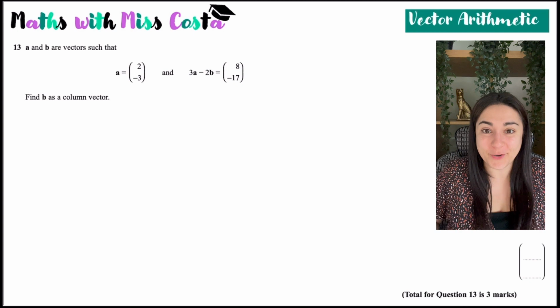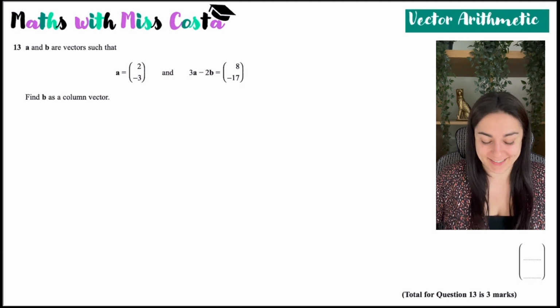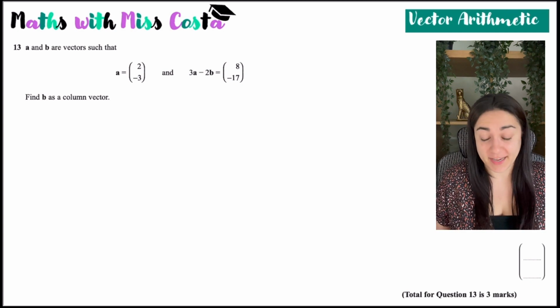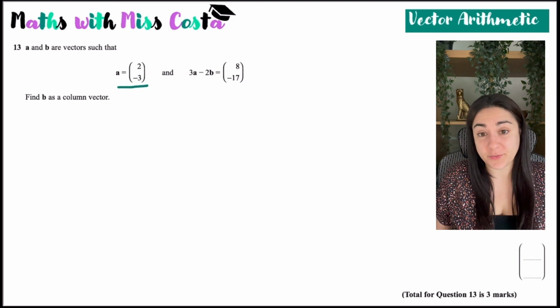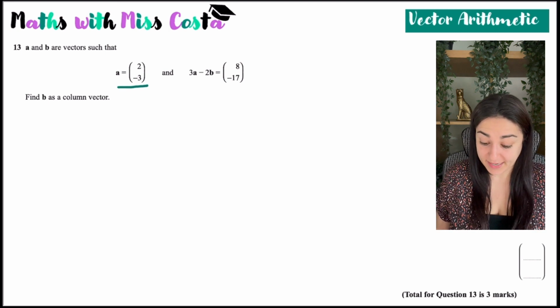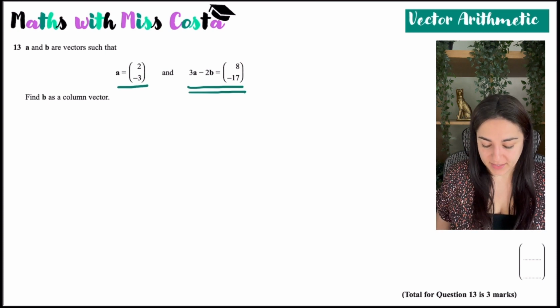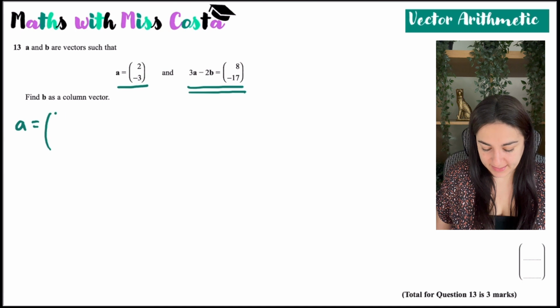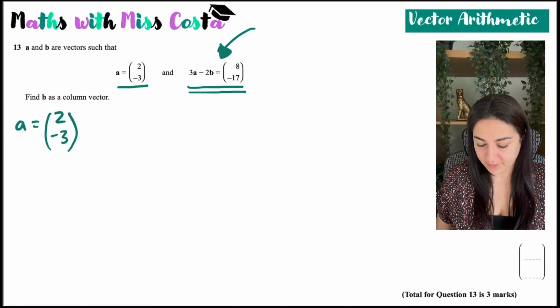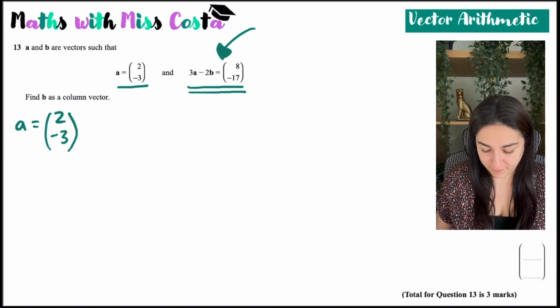Okay, so here I've got some vector arithmetic that I need to do. I'm told that A and B are vectors such that A is (2, -3), and 3A take away 2B is (8, -17). I want to find B as a column vector. So I know that A is (2, -3), and I can compare it to 3A take away 2B. First of all, if I figure out what 3A is, that's going to help me.